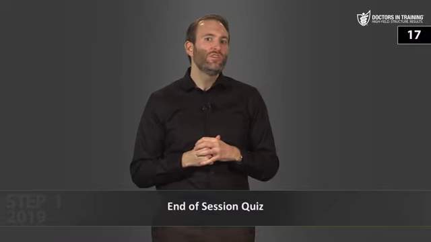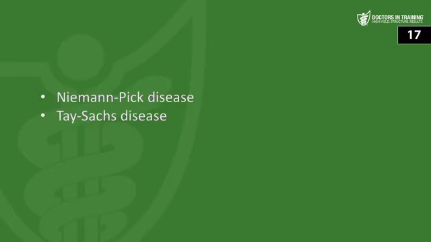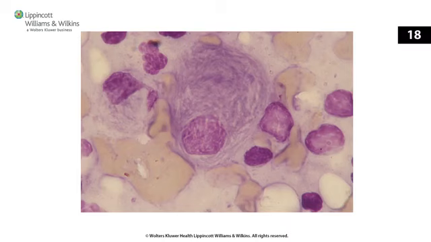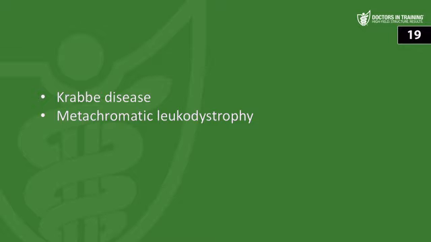Next, what two diseases can present with a cherry red spot on the macula? So remember, it was Niemann-Pick and it was Tay-Sachs. Next, which lysosomal storage disease has prominent blue cytoplasmic fibrils that resemble crumpled tissue paper? Remember, that was the Gaucher disease. Next, which two lysosomal storage diseases have myelin sheath pathology leading to peripheral neuropathy? Remember, that's the Krabbe and also the metachromatic leukodystrophy diseases.